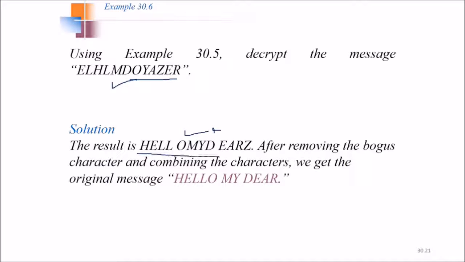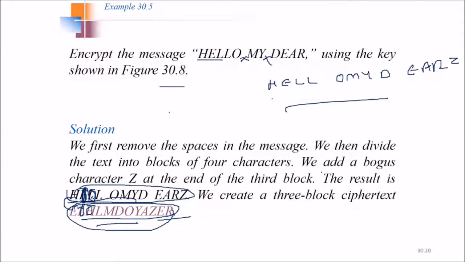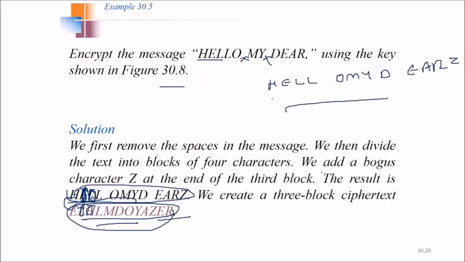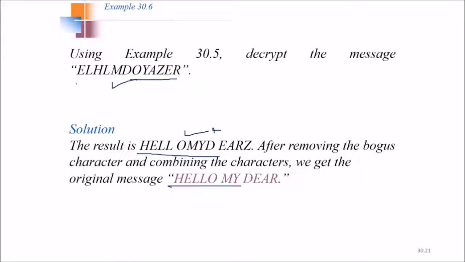Now we want to decrypt this message. So the result will be like this. How? Because after removing the bogus character and combining the characters, we'll get hello my dear. How? If I take ELHL MDOYAZER and I follow the technique which we used in the decryption direction, that means whatever the first position will be replaced by the second one. So what is in the second position? So second position, we know that it is this one. We start with the 0. So it will be H.